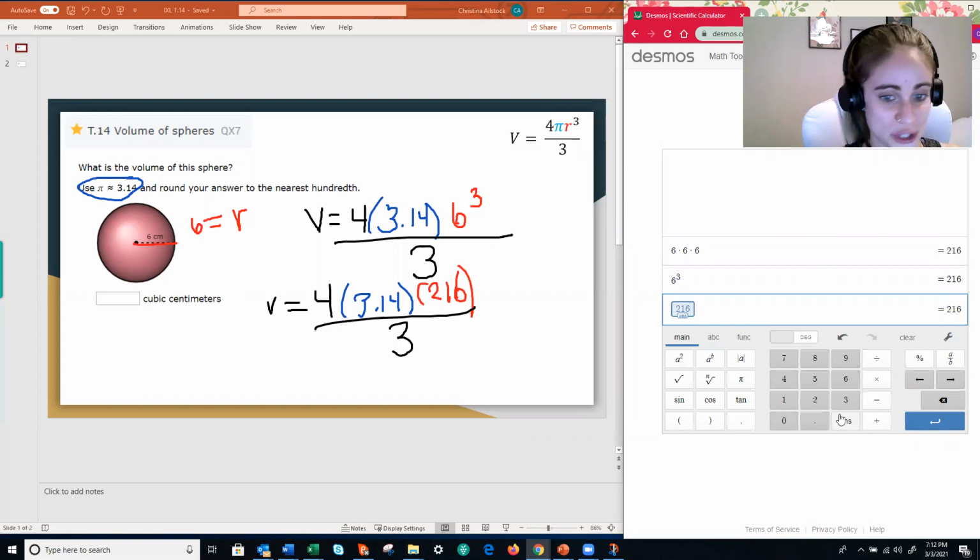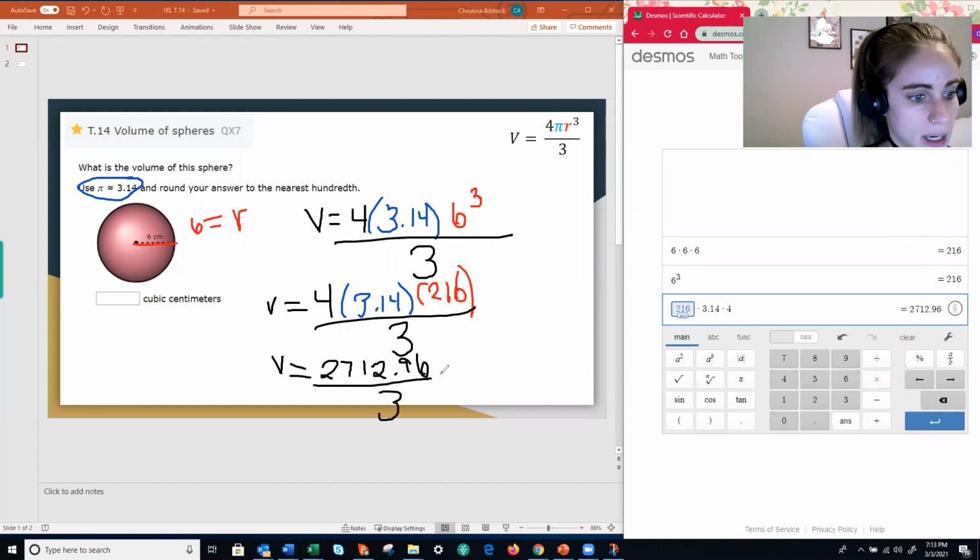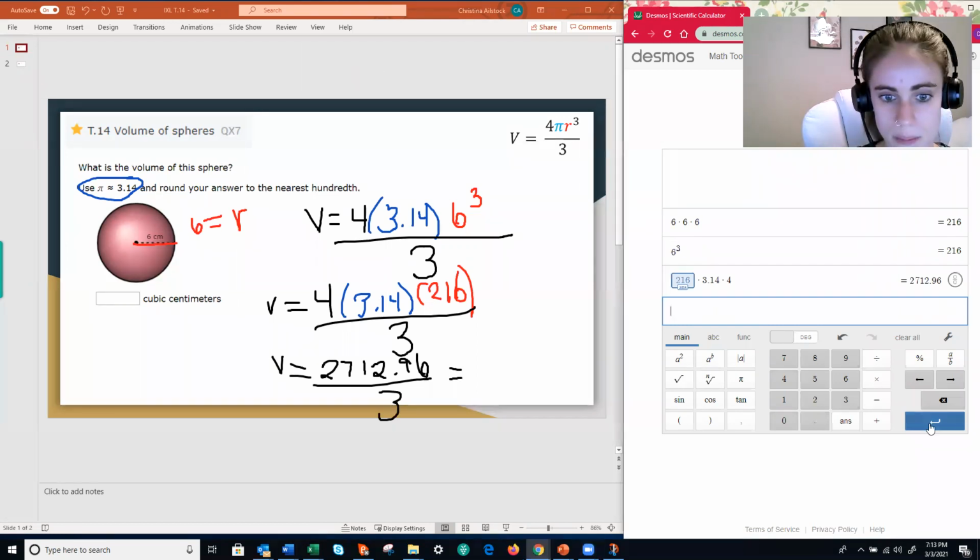I'm going to do 216 times 3.14 times 4. Because it doesn't matter. It's all straight multiplication, so I can multiply in any order. And yikes, that is a big number. So the volume is equal to 2,712.96, all divided by 3, which brings us to our final step.